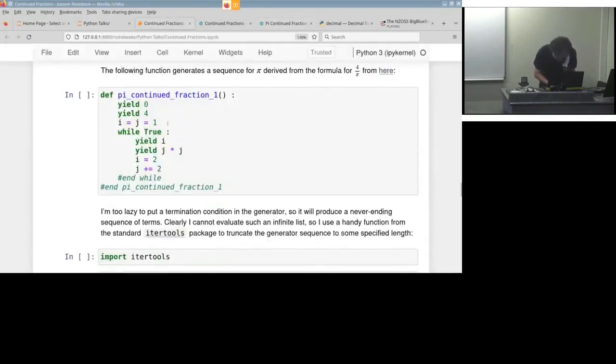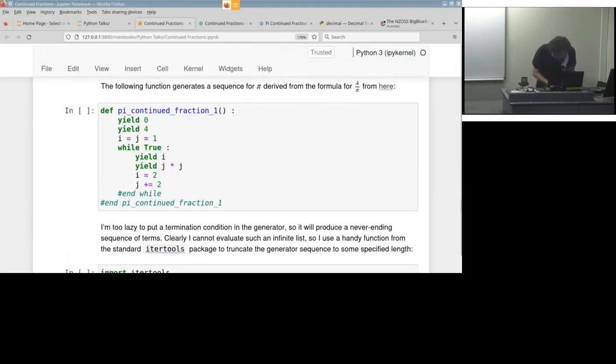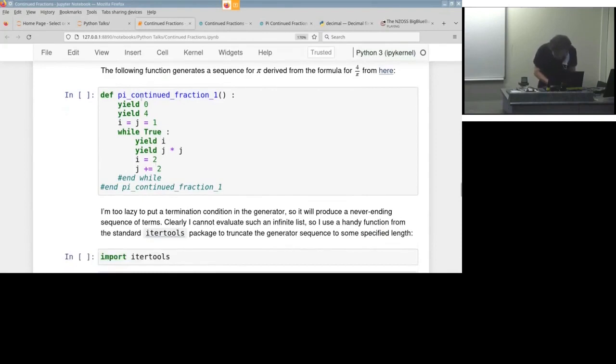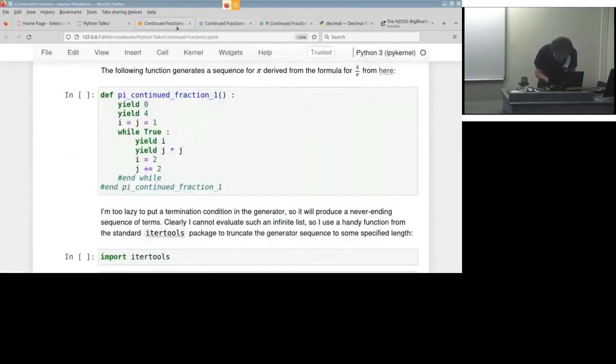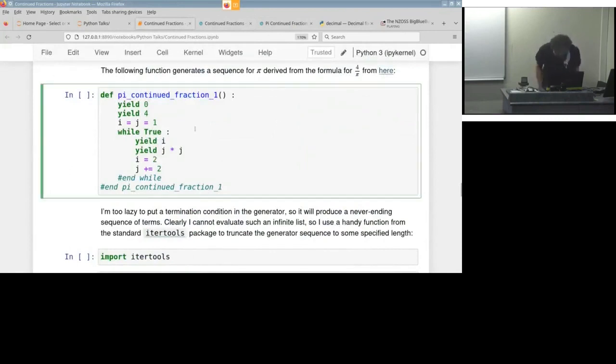So down here, I write a generator, and you notice this generator doesn't terminate. So first of all, I yield the terms of the sequence. If I put 4 over that side, I'll show you what it looks like. To actually print out part of this list, I was too lazy to write a function with a termination in it, so it's just an infinite series.